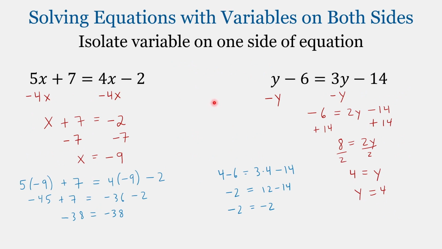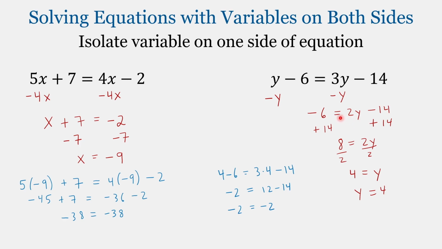Now for these first two problems, I isolated the variable in such a way that the variable had a positive coefficient. So by collecting my x terms on the left side, for this first problem, I'm left with 1x. For the second problem, by collecting my y terms on the right side, I end up with a positive 2y. So I tend to isolate the variable on the side that's going to give me a positive coefficient in front of the variable. But that's just my preference.